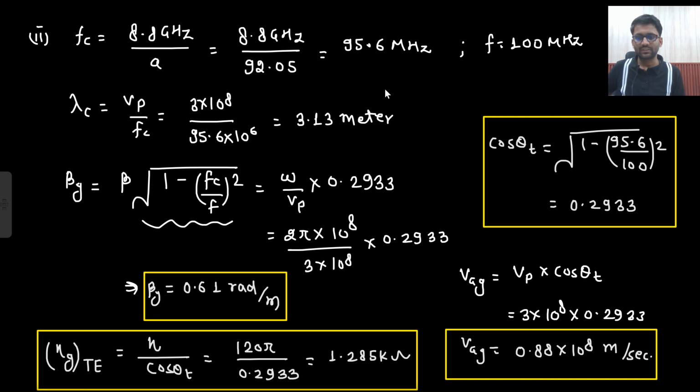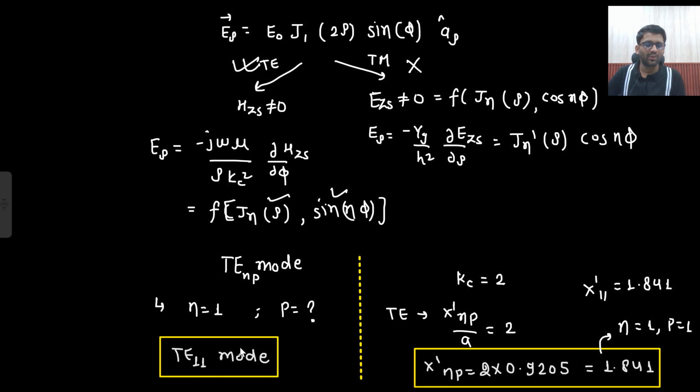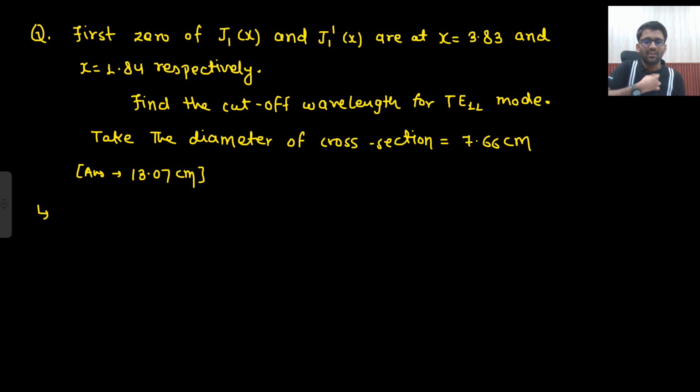So I hope all these calculations are correct. FC value, this is correct. Omega by VP, 2 pi by 3 and eta by cos theta t. Okay, let's calculate this one again. Yeah, everything is fine. So this is how we need to calculate. The important thing was how to determine the mode. So these kinds of questions can be asked in the examination. Well and good. Let's move to the next one.